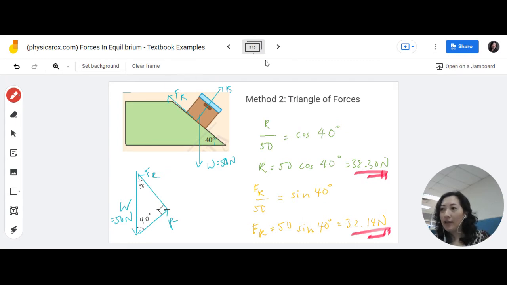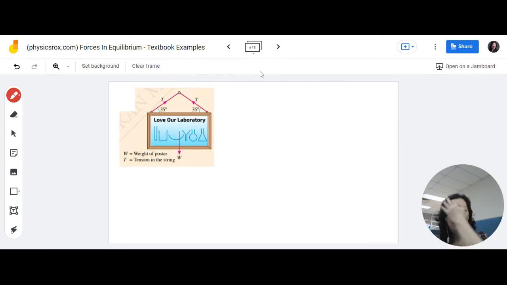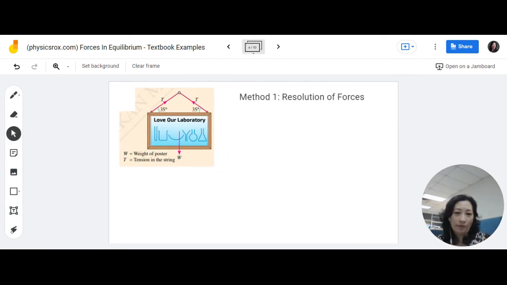And now we can also use the same methods to solve this. All right, so for example 3, we can also solve this using resolution of forces or triangle of forces. So you can see over here from the diagram, they've given us the 3 forces. We've got the weight line going down and 2 tension forces acting here.